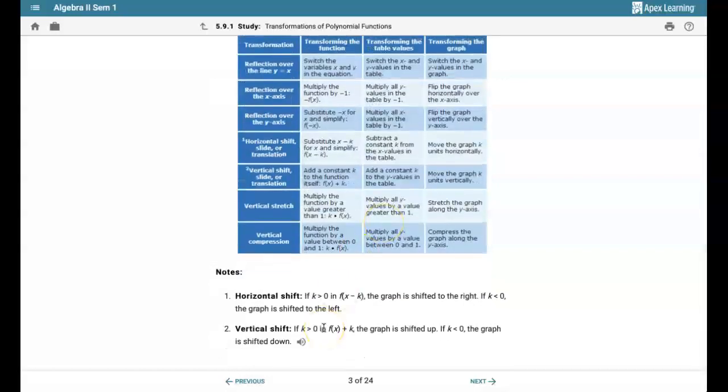Noting a couple of notes here, they wanted to point out horizontal shift versus vertical shift. So x minus k, it's inside, versus outside, x plus k. Note that minus is to the right when it's talking about horizontal shifts, but to go in the positive y direction, we have to add on the outside.